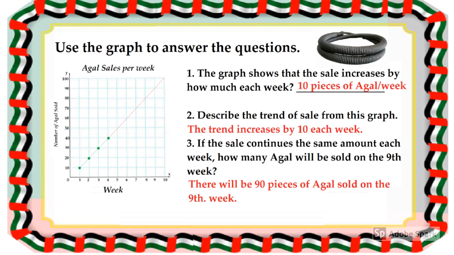If the sales continue at the same amount each week, how many agal will be sold on the 9th week? If we extend the graph up to the 9th week, you can see that there will be 90 pieces of agal sold on the 9th week.